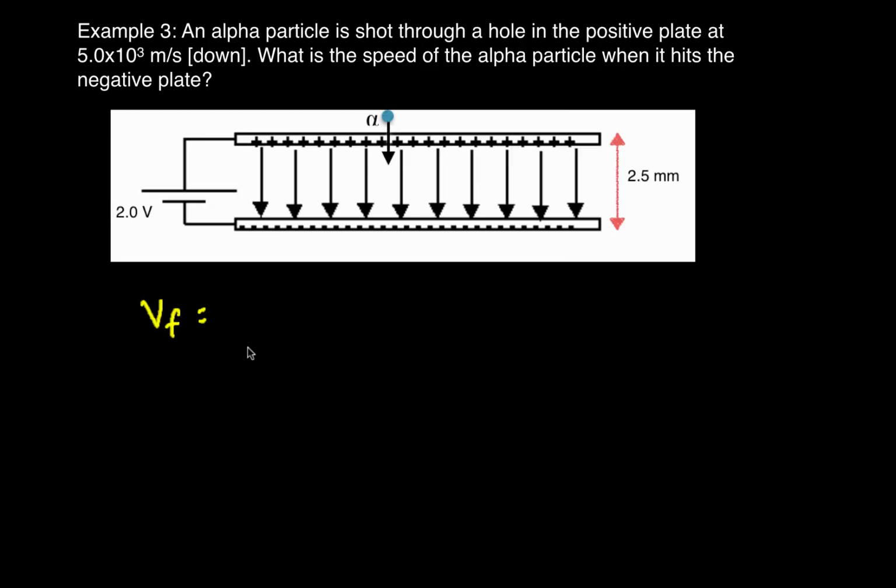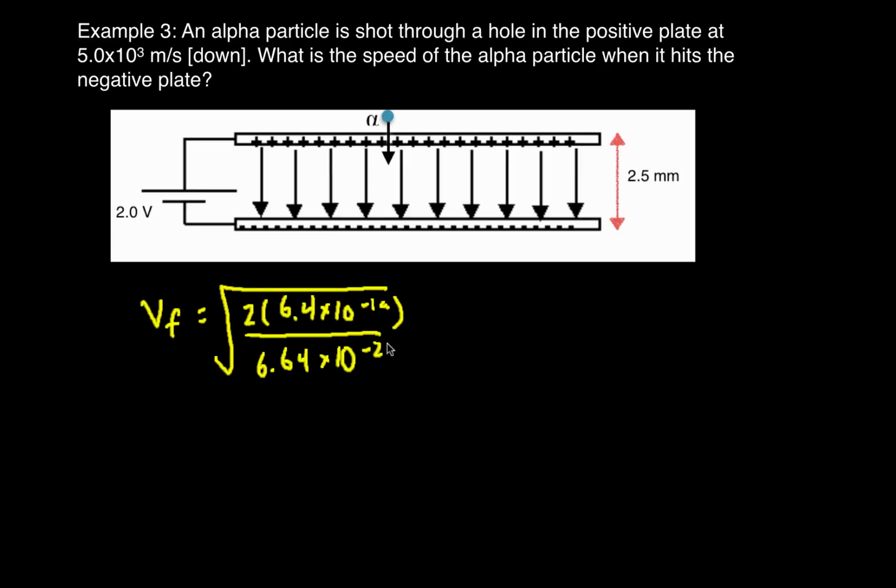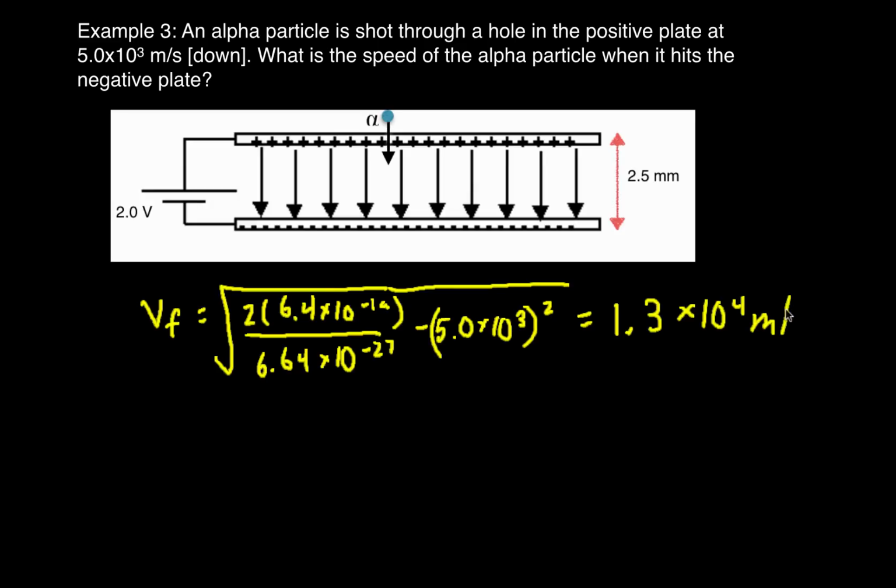So Vf equals the square root of 2 times the change in kinetic energy, which is 6.4 times 10 to the negative 19, divided by the mass, which is 6.64 times 10 to the negative 27, plus the initial velocity squared, which is 5.0 times 10 to the 3 meters per second squared. This gives us a final velocity equal to 1.3 times 10 to the 4 meters per second.